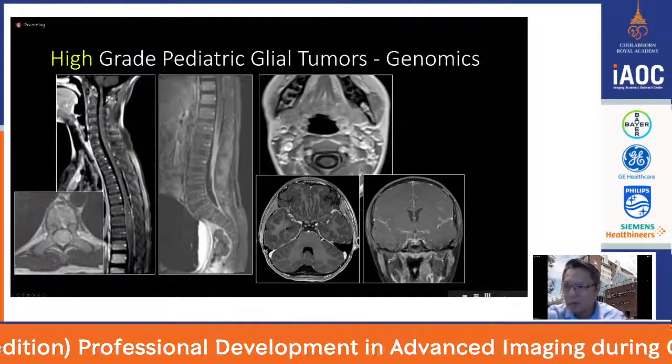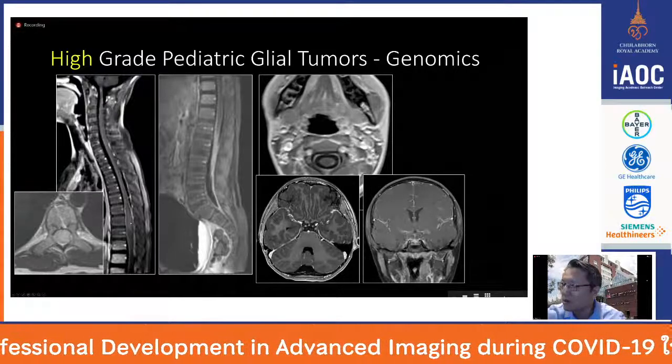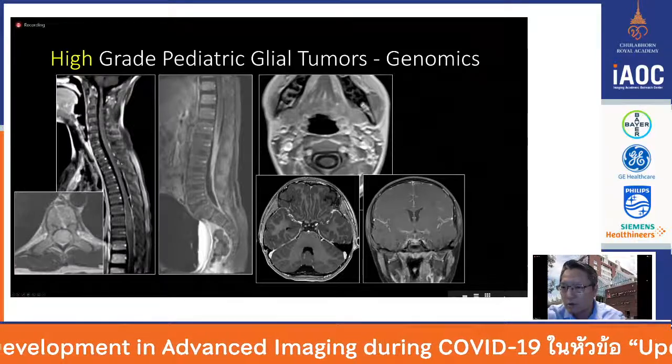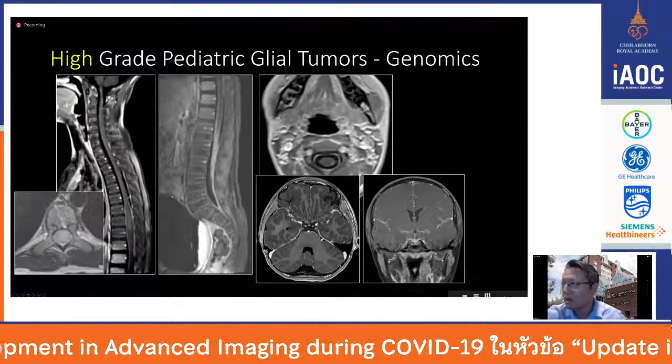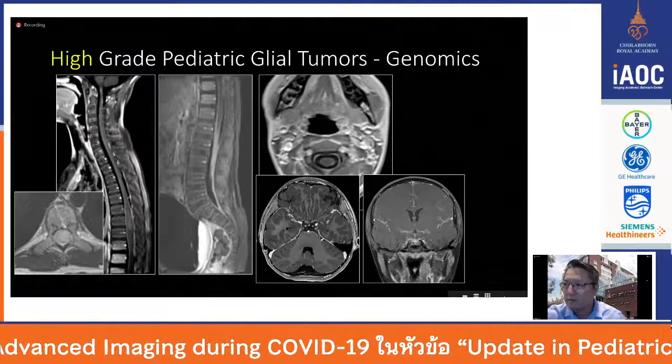Now this was kind of confusing at first in this child. When we looked at this, we thought about neurosarcoidosis too. But finally, our neurosurgeons were able to get a biopsy, and this was confirmed to be an H3K27 mutated tumor.